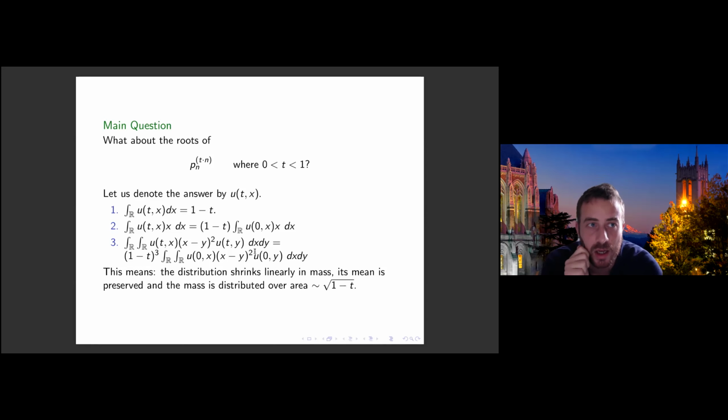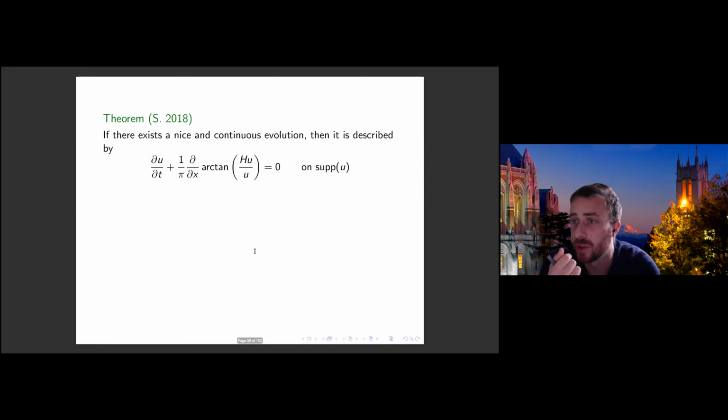So okay, this was about 3 years ago, I think, that I was interested. You can get this from reading books. Actually, it took me a long time to find the right books, but you can find this. And then I tried to determine what the distribution is, and I realized that there is a very nice theorem that you can prove, which says that if this continuous evolution indeed exists, if UTX exists in a certain sense, then it's described by the following.